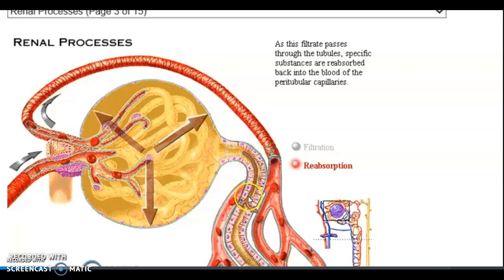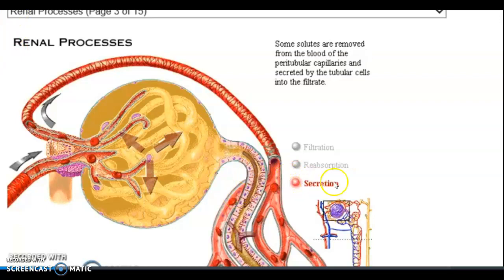or will die. So notice the arrows are showing that what was filtered out is now being reabsorbed back into the bloodstream, going from what's called the lumen of the tubule through the cells in cellular transport into the interstitium, and then from the interstitium back into the bloodstream. So this again is this important process called reabsorption.